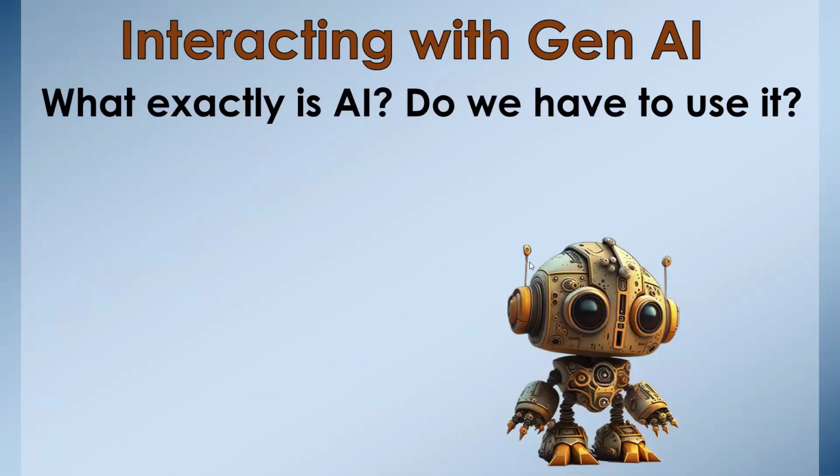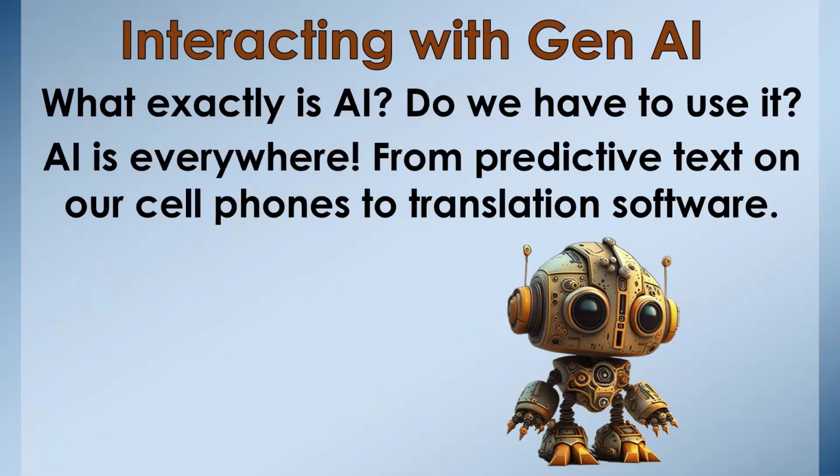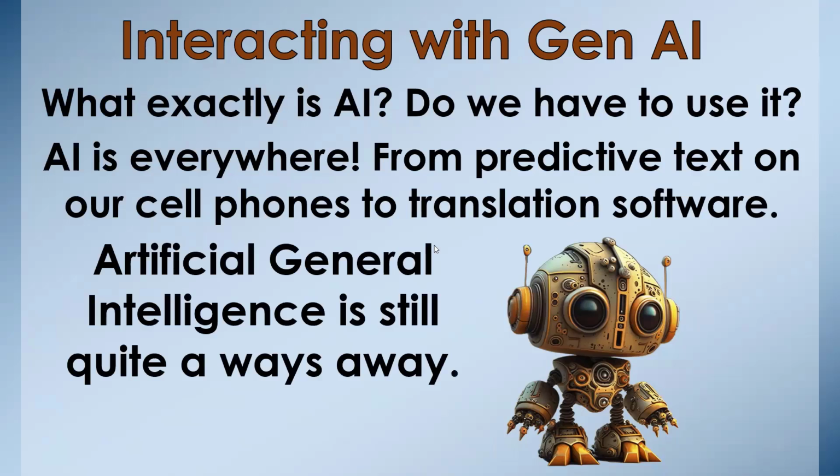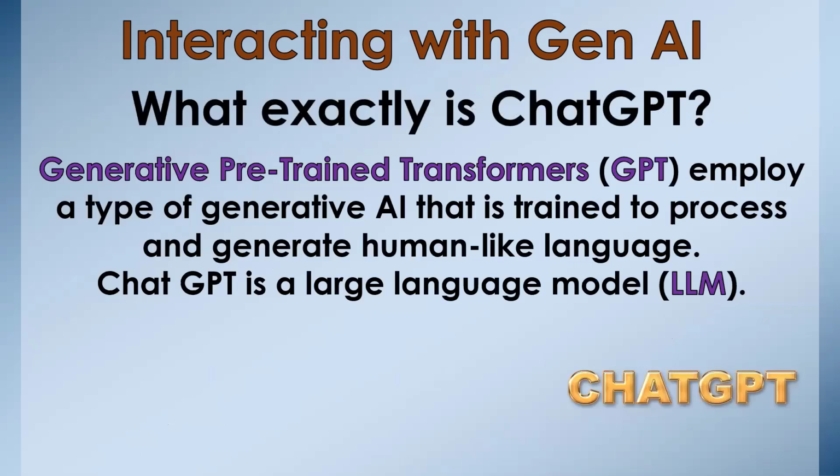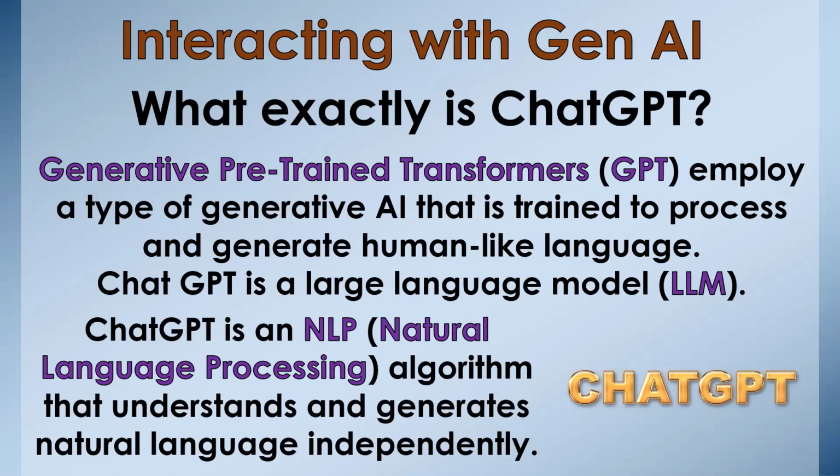So what exactly is artificial intelligence, and do we have to use it? Well, chances are you're probably already using it because AI is everywhere. It's from predictive text on our cell phones or even in our Gmail to the translation software that we use, like Google Translate. So what is ChatGPT? It uses natural language processing, or NLP, which is able to understand and generate natural language on its own.